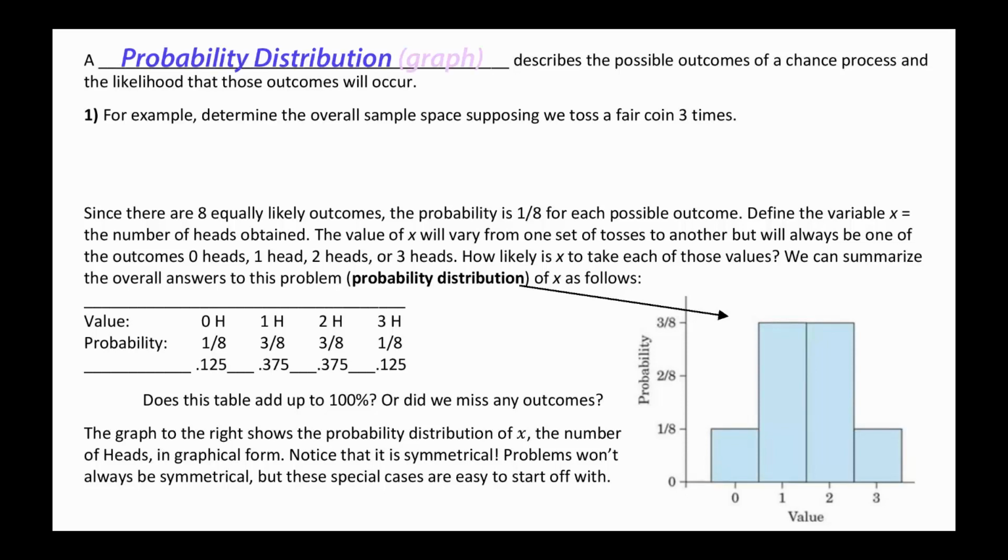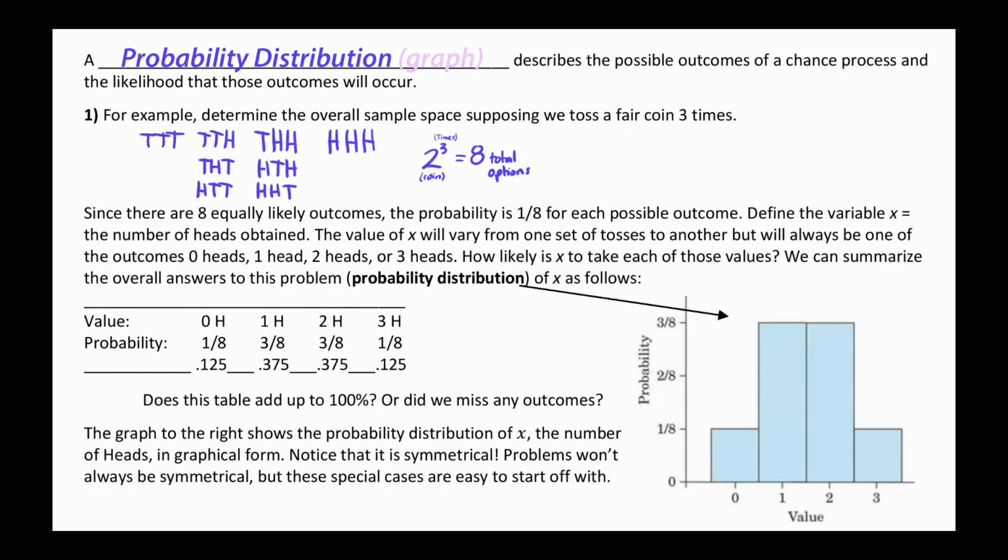So on the next page, let's go ahead and introduce our first vocabulary word, our first definition, a probability distribution. That word distribution literally just means graph. It describes all of the possible outcomes of some chance process, and it usually puts that in some visual format. So we can see, just like on the last problem with the craps outcomes, there's a pattern to what's happening. So we're going to start off with an example, such as determining the sample space for tossing a fair coin 3 times.